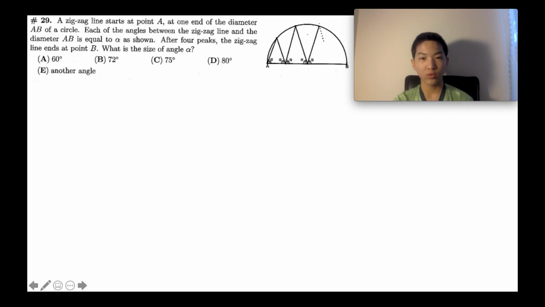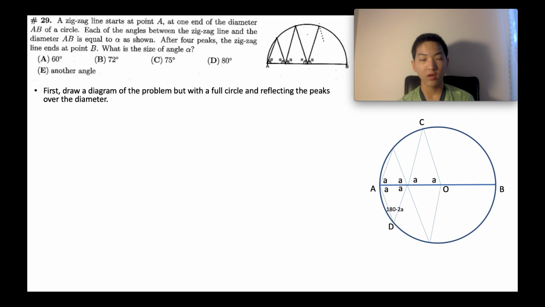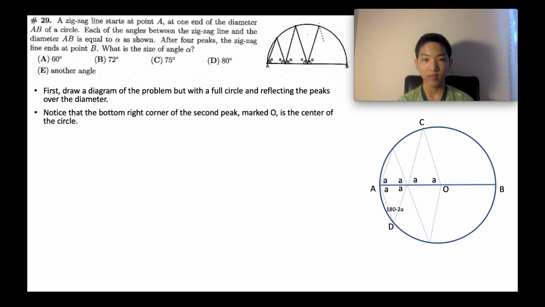Now we are on problem 29. So first we draw a diagram of the problem, but with a full circle, and we reflect the peaks over the diameter. Notice the bottom right corner of the second peak, marked O. By the second peak, I mean this peak right here, just to clarify. And then this is the center of the circle.